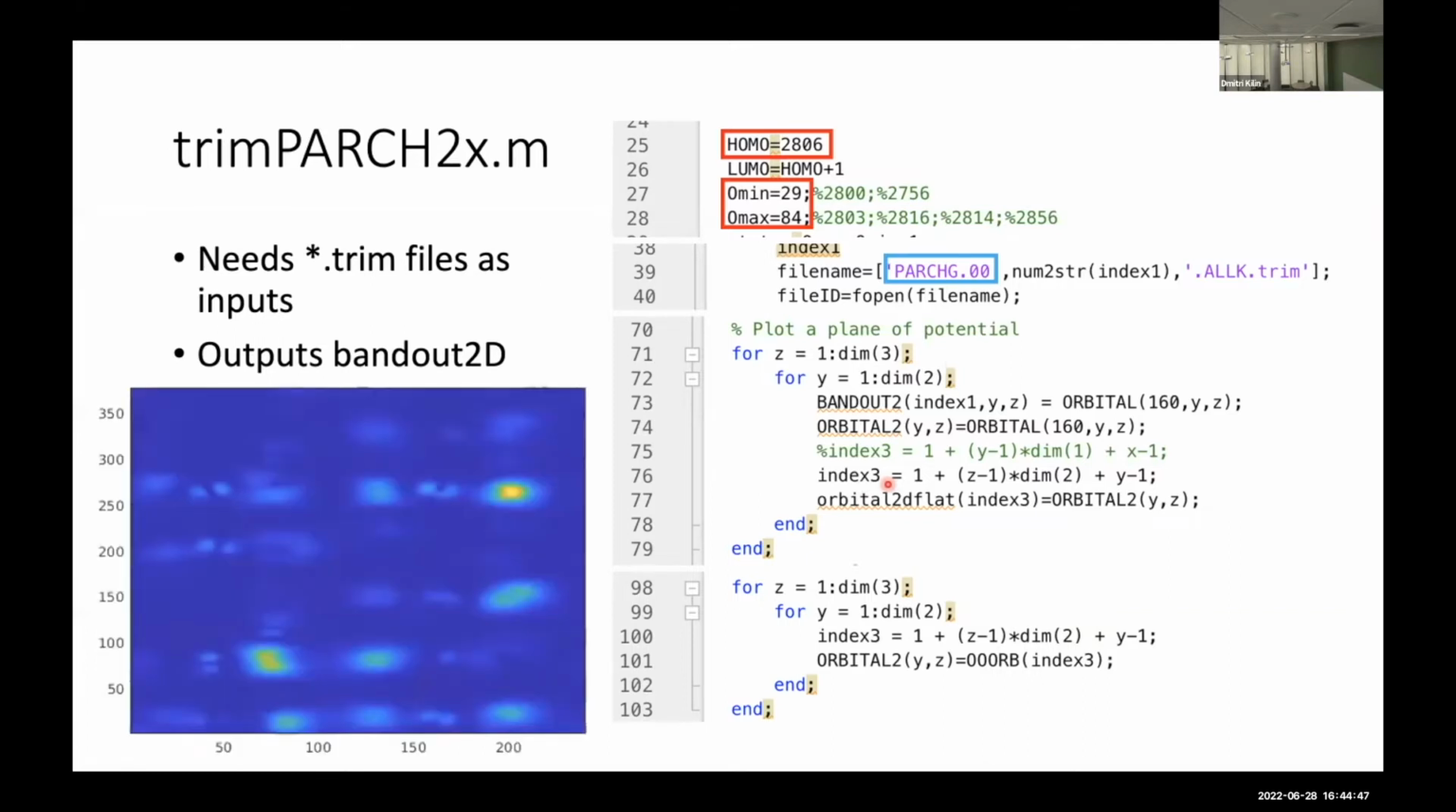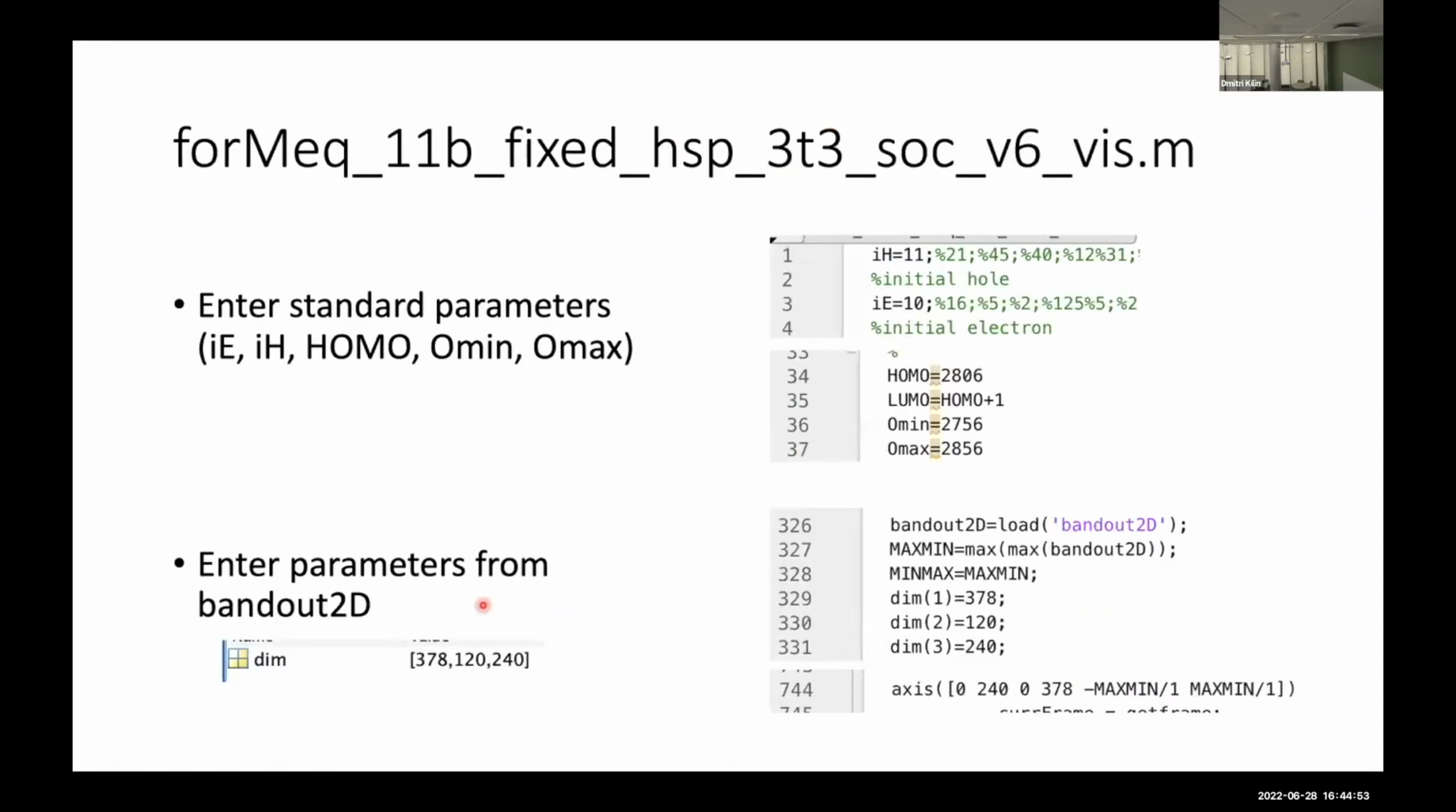And this script will pump out a figure that looks something like this. Now for the second script, which is another one of these 4 MEQ scripts, you see that we have our standard parameters: the IH, the IE, HOMO, OMIN, OMAX. So you need to enter all those.